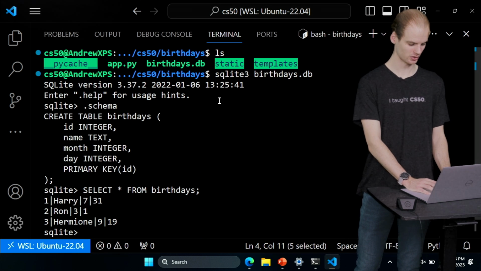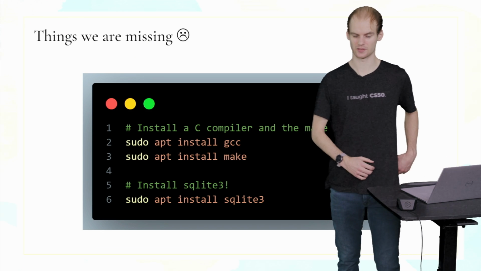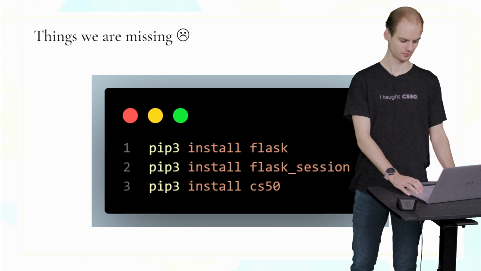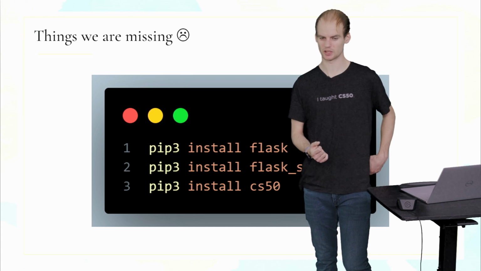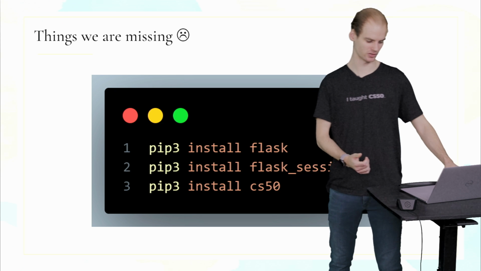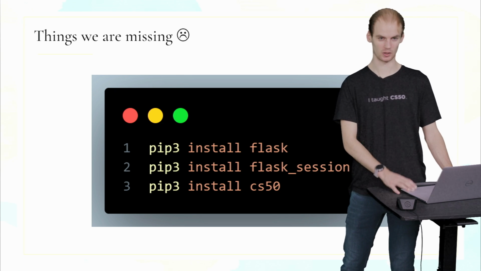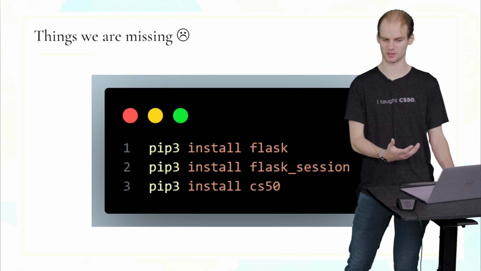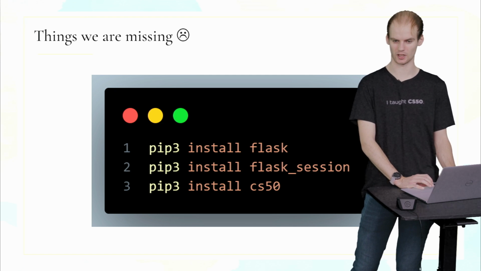Just show that command quickly again. So it was sudo apt install sqlite3. Again, I'll be showing all the slides for this afterwards. But this is how we're going to install Python packages. We're going to use pip3, Python's package installer. So these are the 3 packages you're going to need, at least for the psets for CS50. And if you want to use other packages, you might want to find tools online that you want to install via pip.